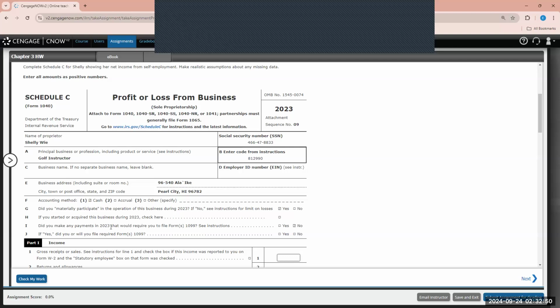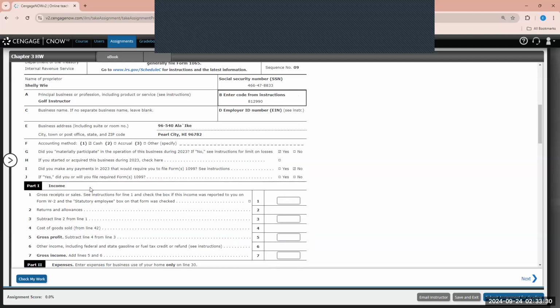I, did you make any payments in 2023 that will require you to file Forms 1099? Essentially, anytime you pay an individual, or depending on the type of business, $600 or more, to claim the deduction, you're required to file Form 1099-MISC or 1099-NEC, depending on the nature of the payment. J states, if your answer to I is yes, did you file the required Forms 1099? And if you didn't, then there's a penalty. So you definitely want to ask clients those questions.